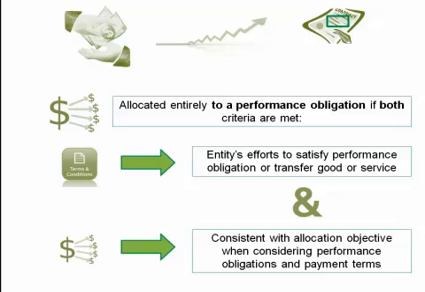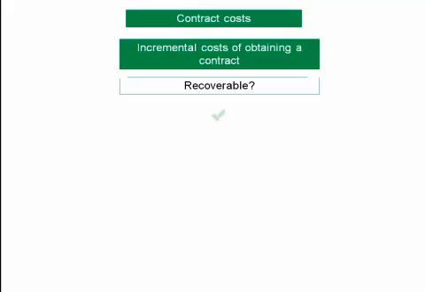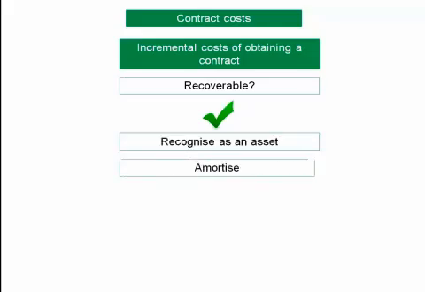The normal allocation requirement shall be applied to allocate the remaining amount of the transaction price that does not meet the above criteria. The incremental costs of obtaining a contract are those costs that an entity incurs to obtain a contract with a customer that it would not have incurred if the contract had not been obtained. For example, sales commission. If the entity expects to recover these costs, an entity shall recognize the incremental cost of obtaining a contract with a customer as an asset. The contract asset is amortized on a systematic basis that is consistent with the transfer to the customer of the goods or services to which the asset relates.